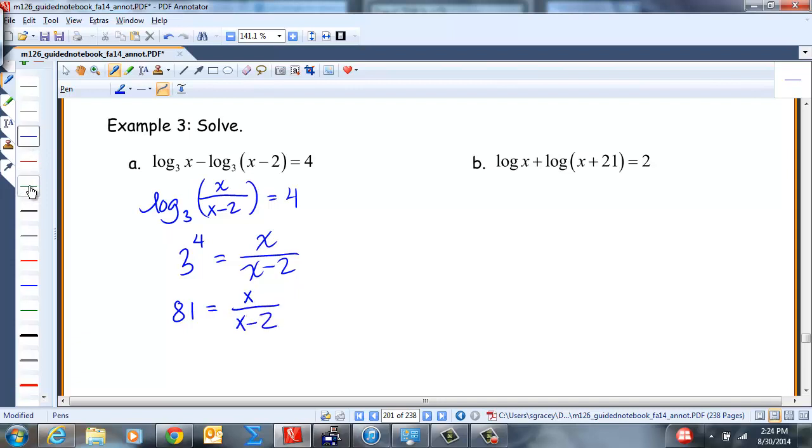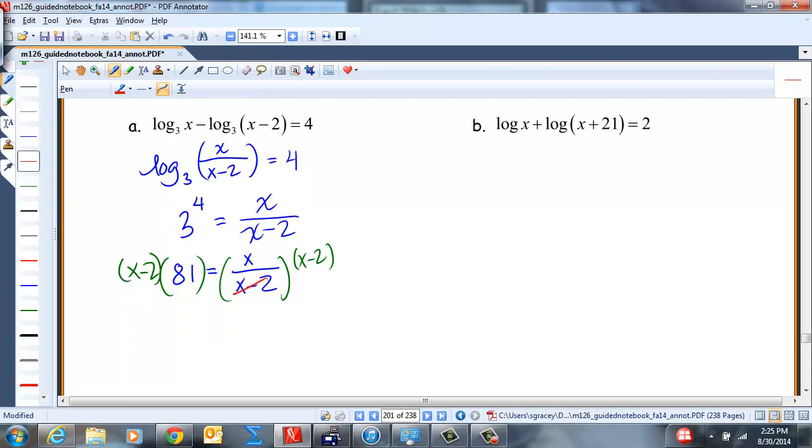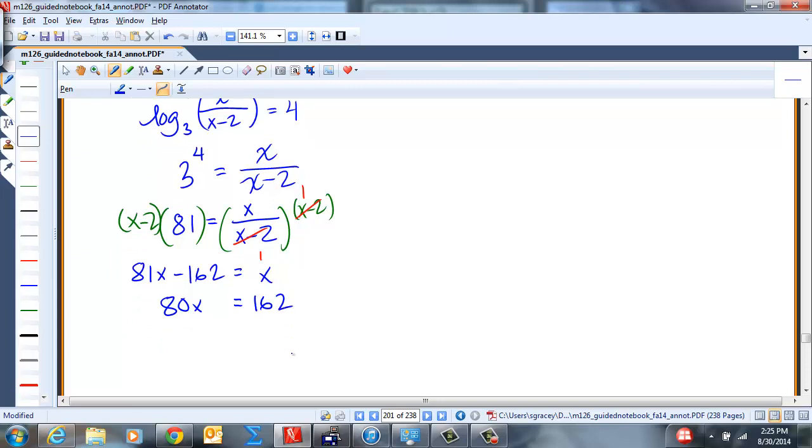So if we just clear out the denominators, or just cross multiply, however you like to do it, we'll have 81x minus 162 is equal to x. So if I subtract x from both sides and add 162 to both sides, and then divide both sides by 80, we'll have x is equal to, we can reduce this to be 81/40.